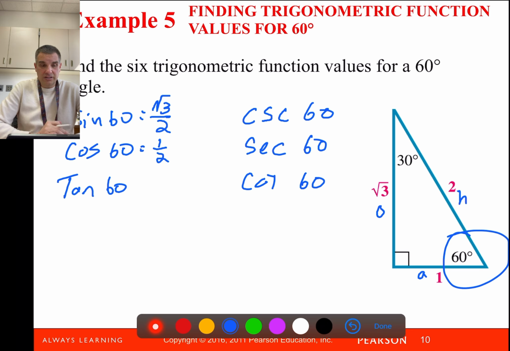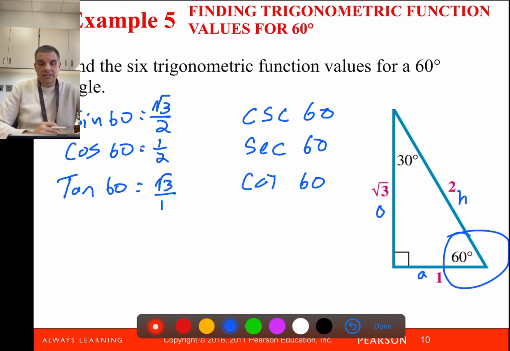The tangent of 60 degrees is opposite over adjacent. So that's the square root of 3 over 1. There are your exact trig values for a 60-degree angle. It doesn't matter what 60-degree angle it is, that's what it's going to be.